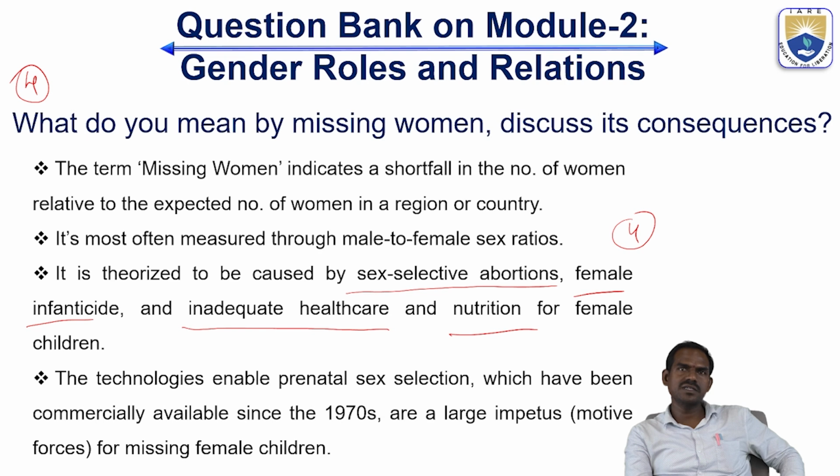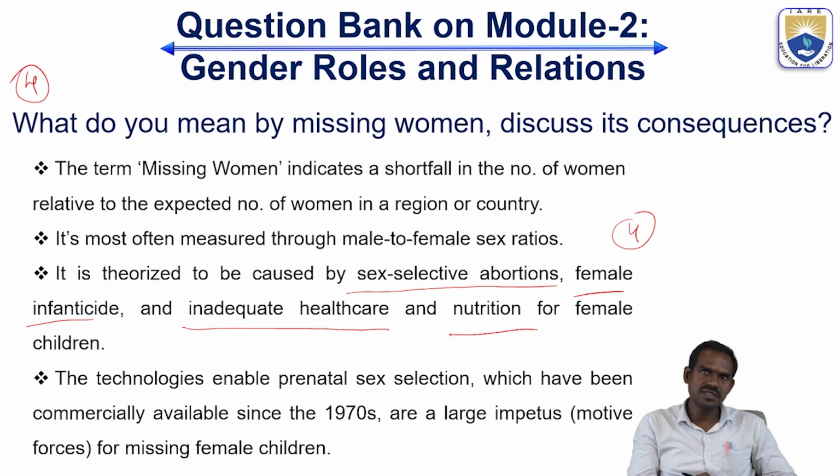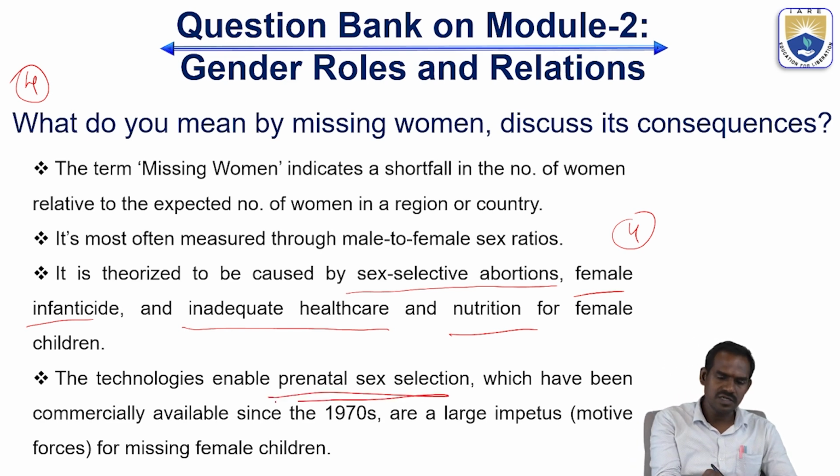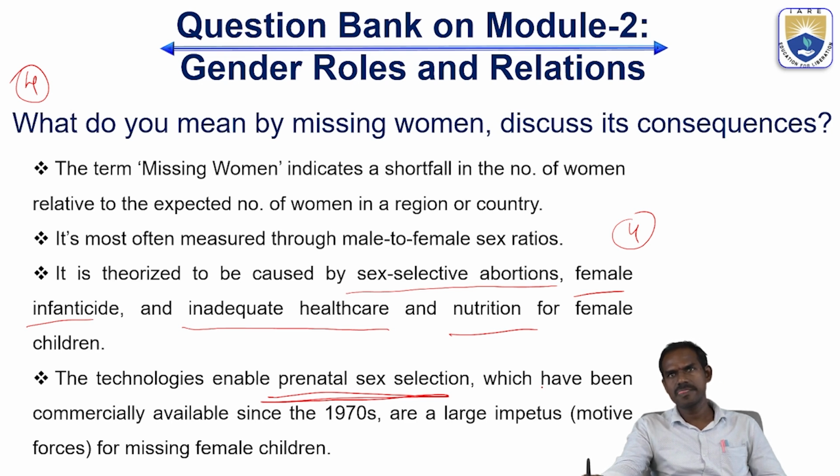Are a large impetus. Impetus means motive force for missing female children especially. The technologies enabling prenatal sex selection, which have been commercially available since the 1970s, are a large impetus, or motive force, for missing female children. What is the reason for missing women, especially female children? In women also, female children are important because that is the starting stage of any woman. So prenatal sex selection is the main cause of missing women.